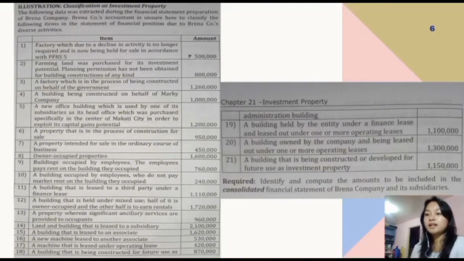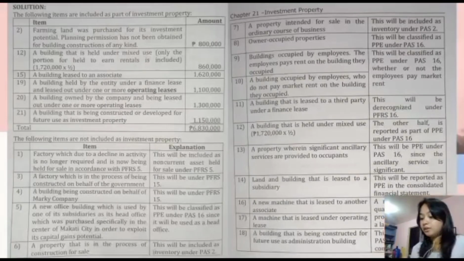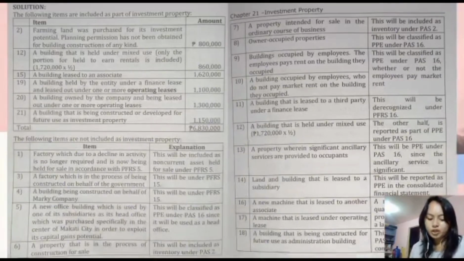So the following items are included as part of investment property. Nalista na ni, di ba, kung unsa ang example sa investment property? So I will review it. First is the land held for long-term capital appreciation, land held for currently undetermined future use, a building owned by the entity, a building that is vacant but is held to be leased out under one or more operating leases, and property that is being constructed or developed for future use as investment property.